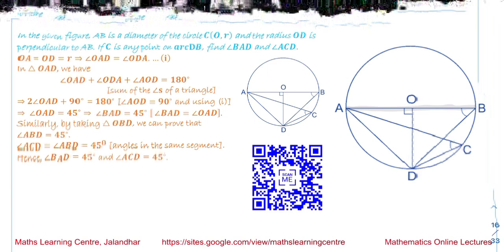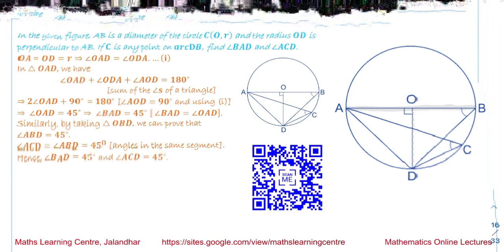Next, in the given figure, it is given that AC is the diameter of the circle, and this point O is the center of this circle, and the chord BD is perpendicular to this AC. This angle over here is 90 degrees, intersecting each other at the point E. Find out the values of P, Q, R and X.